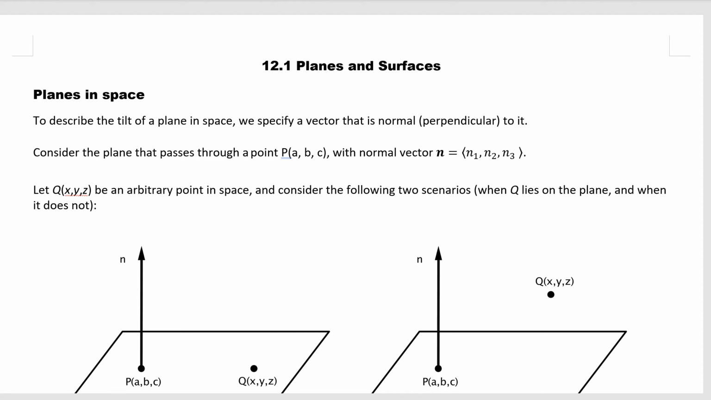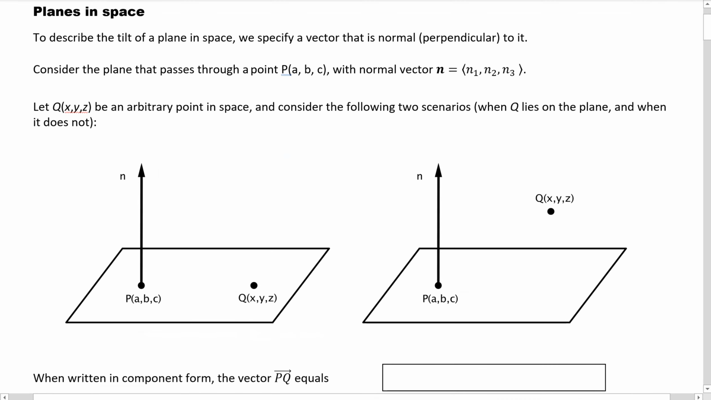Planes in space. To describe the tilt of a plane in space, we specify a vector that is normal, or perpendicular, to it. Consider the plane that passes through a point P with coordinates A, B, C with normal vector n equals n1, n2, n3. Let Q(x, y, z) be an arbitrary point in space. Consider two scenarios: when Q lies on the plane and when Q does not lie on the plane.